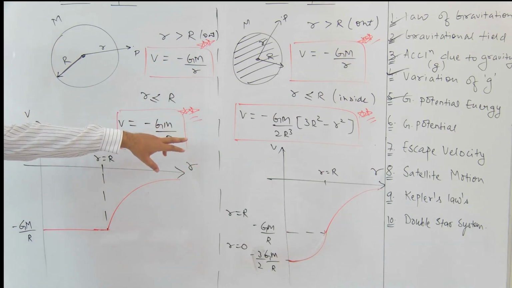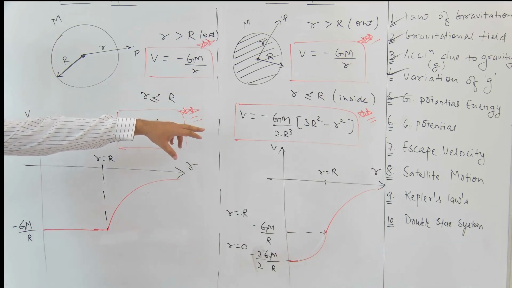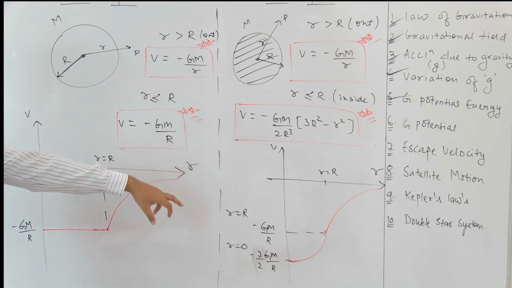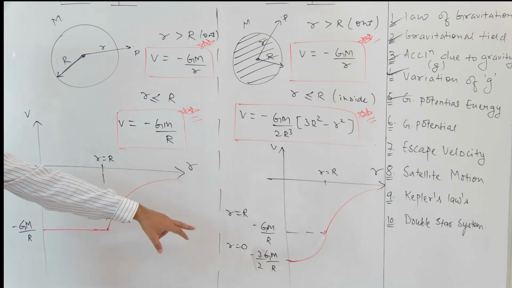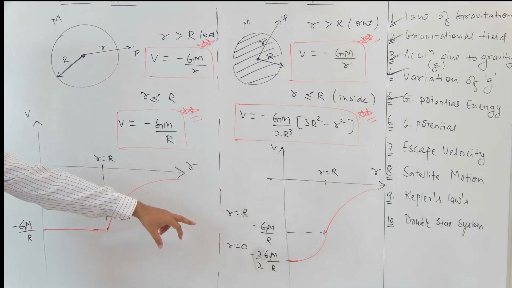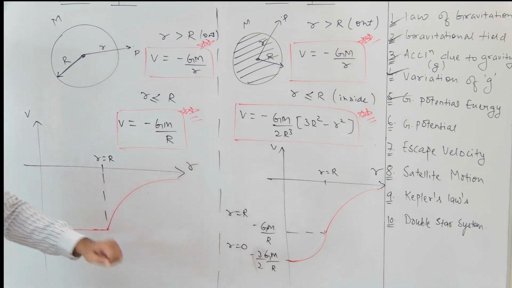See carefully over here. For solid sphere, for inside points, the result is minus GM by 2R cube, 3R square minus small r square. At the surface it will be minus GM by R, whereas at the center it will be minus 3 by 2 GM by R. The graph will be coming. This will be the nature of the graph, right? Okay, then let us move ahead.